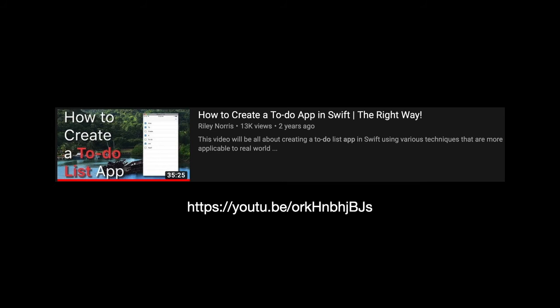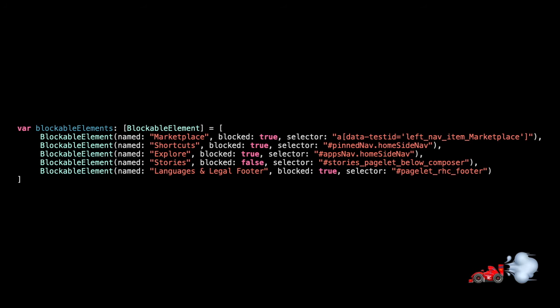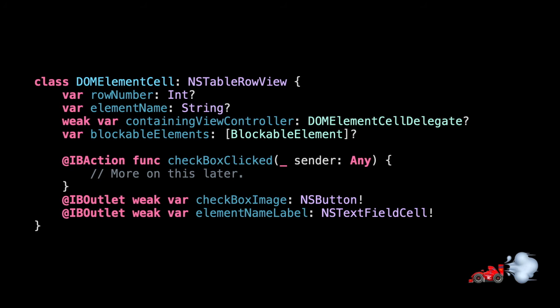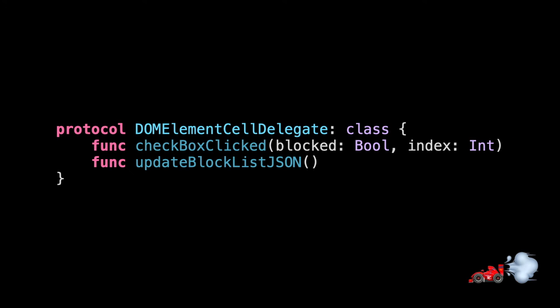I don't want to spend too much time explaining how I got the checklist working, because I really just followed this video, and so I'll just point you towards this guy's video. It's really good. But briefly, I created this blockable element class and combined 5 instances of it into this list, which will be the data source for the checklist. The table view uses that data source to create these rows sequentially. Each row is able to identify itself by its row number and will run 3 functions when the checkbox is clicked. Firstly, it'll set a user default value to store these preferences even after the app closes. The remaining functions are performed by the view controller and are checkbox clicked and update blocklist JSON.